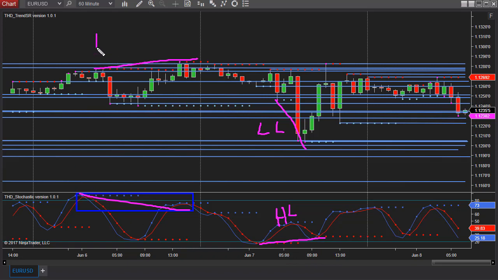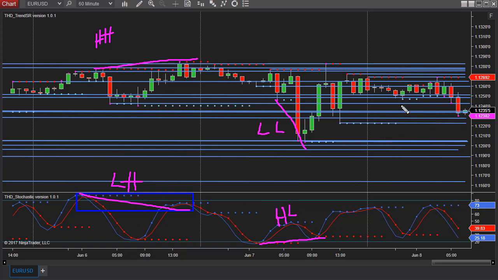Over here, you're making higher highs, but on the stochastics, you're making lower highs. Now that tells me that they're presenting an opportunity for sellers to come in and take control of the market.